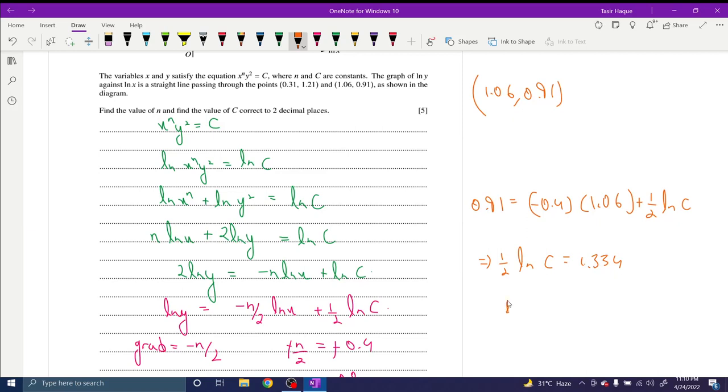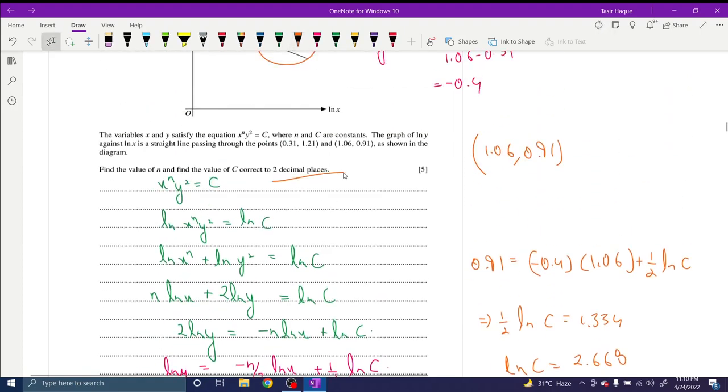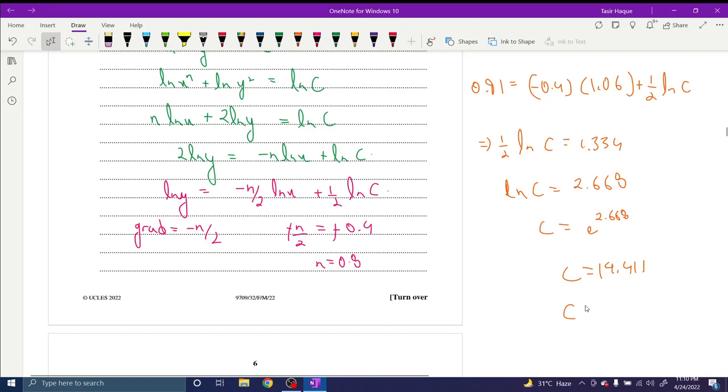1.334, right? So ln c is equal to 1.334 into 2, which is 2.668, and c is equal to e to the power answer, right? So that's c is equal to 14.411. So just think about it. This should have been to 3 sig fig 14.4, right? But they told us the answer has to be to 2 decimal places. So c is equal to 14.41. Okay, that's it.